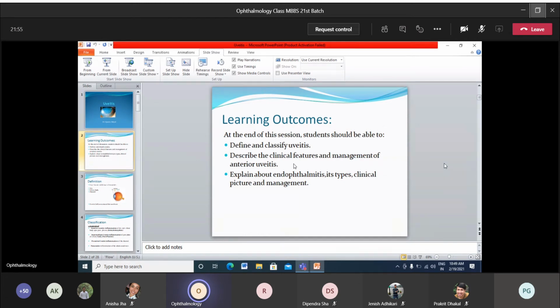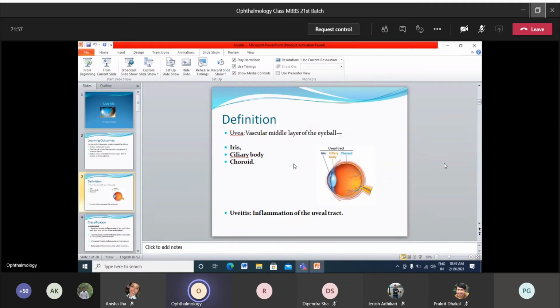Okay. So coming to uveitis, first of all, you all should know briefly about what is the uveal tract. As you all have had the class on anatomy of the eye, we know that the uvea is the vascular middle layer of the eyeball. It comprises the iris, the ciliary body, and the choroid, from outside inwards. These three structures make up the uvea or the uveal tract, which is the middle layer of the eyeball.